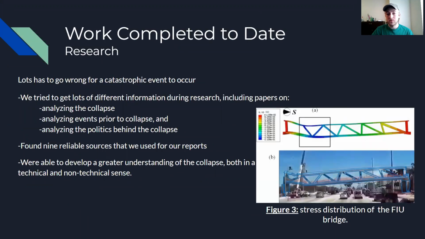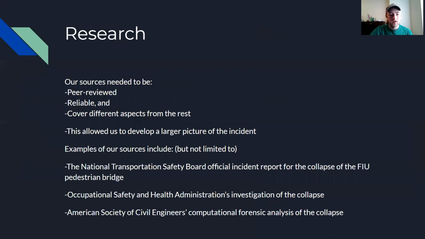Now, before we could actually write the report, we needed to conduct some research. And it's important to note that lots has to go wrong for a catastrophic event such as this to occur. And for this reason, we tried to get lots of different information, including analyzing the collapse, analyzing events prior to the collapse, such as noticing the cracking on the bridge, and analyzing the politics behind the collapse, such as why the peer review failed. In total, we found 9 reliable resources for our report which fit this criteria, and because of this, we were able to develop a greater understanding of the event, both in a technical and non-technical sense.